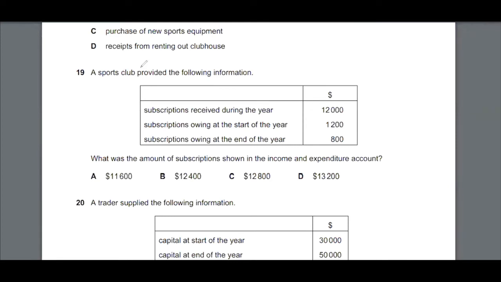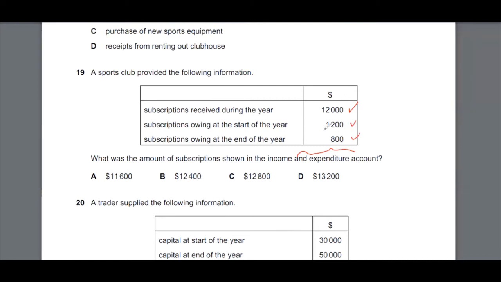Multiple choice 19, a sports club provided the following information: subscriptions received during the year 12,000, subscriptions owing at the start of the year 1,200, and subscriptions owing at the end 800. What was the amount of subscriptions shown in the income and expenditure account, right? So the amount that has basically been earned.